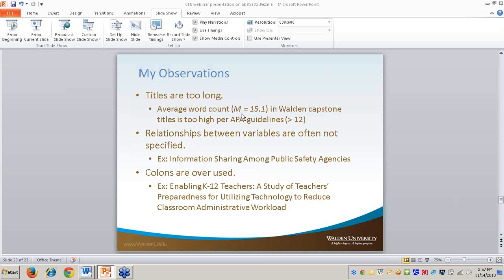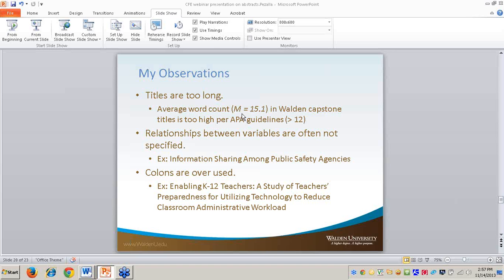And then finally, yes, colons are often way overused. I think there's this perception that a colon provides more formality to a title, where oftentimes, unfortunately, it just adds unnecessary length to a title. The example that I provide here, that enabling K-12 teachers, all of that can be removed, and the rest of the title stands alone beautifully. Or even a study of can be removed. So simply teachers' preparedness for utilizing technology to reduce classroom administrative workload.